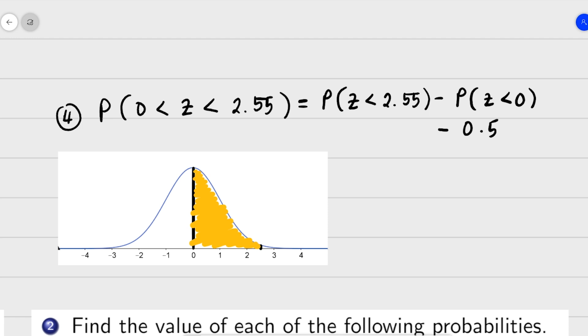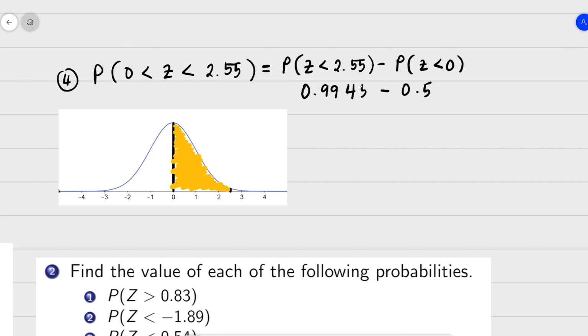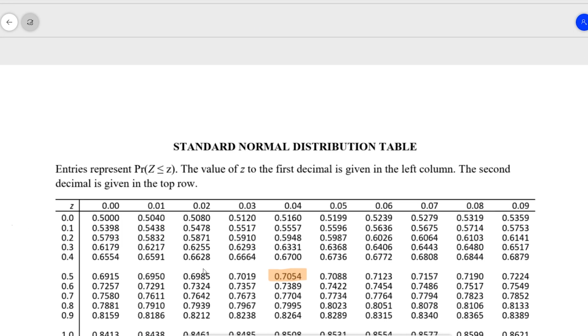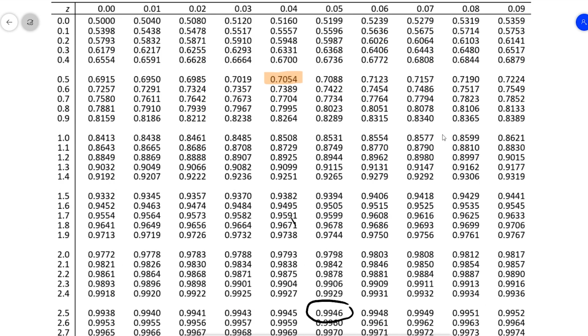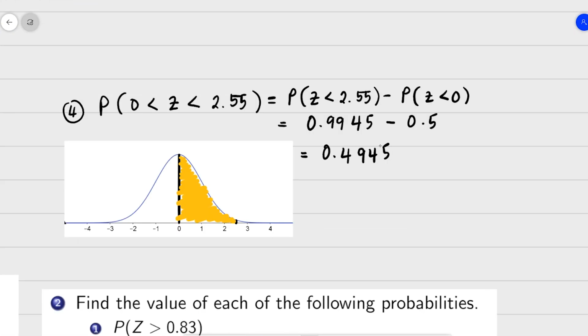Pero ito, 2.55, let's look at our table. 2.5, 5, 5. This one, 2.55. So it's 0.9946. And yeah, so the final answer is, if you subtract that one, it will become 0.4946. Let me verify that. 2.55, 0.9946. Should be 0.9946. Okay, so this should be 6.